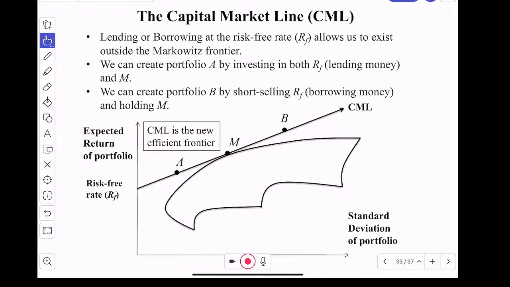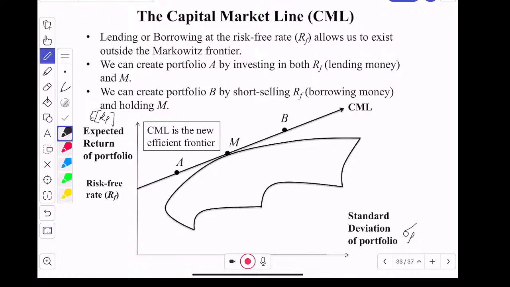All right, so here I'm going to take that feasible set, the feasible set of all possible combinations of assets, and I'm going to keep us on the same axis. This is the standard deviation of the portfolio. This is the expected return of the portfolio.